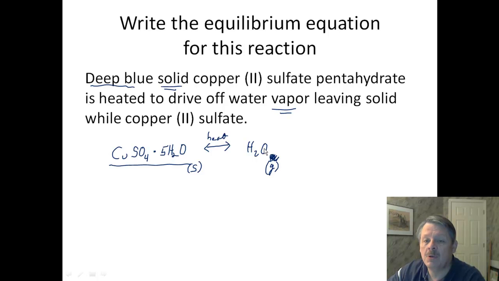Now, how many water vapors do we have? Well, you'll notice you got 5 over here, so we have to have 5 over here. So it's water vapor plus leaving solid copper sulfate. And we are balanced. Now, what do you notice? Well, we've got a solid. We got a solid. The only gas we have is this one. So our equilibrium constant is simply the concentration of water to the 5th power.